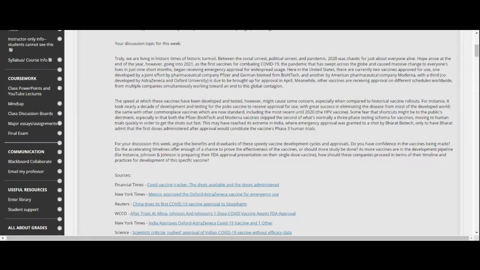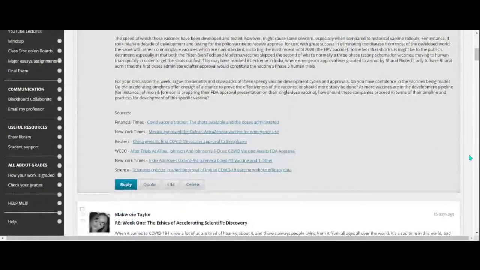This may have reached its extreme in India, where emergency approval was granted to a shot by Bharat Biotech, only to have Bharat admit that the first doses administered after approval would constitute the vaccine's phase 3 human trials. For your discussion this week, argue the benefits and drawbacks of these speedy vaccine development cycles and approvals.